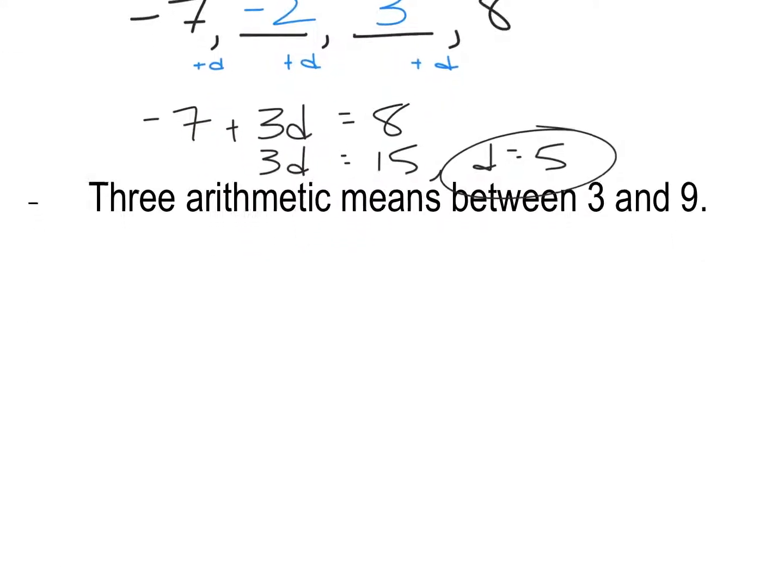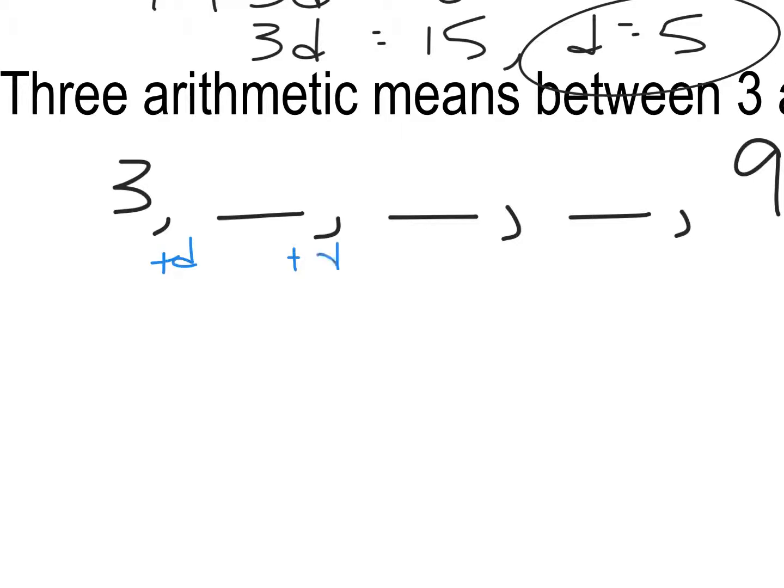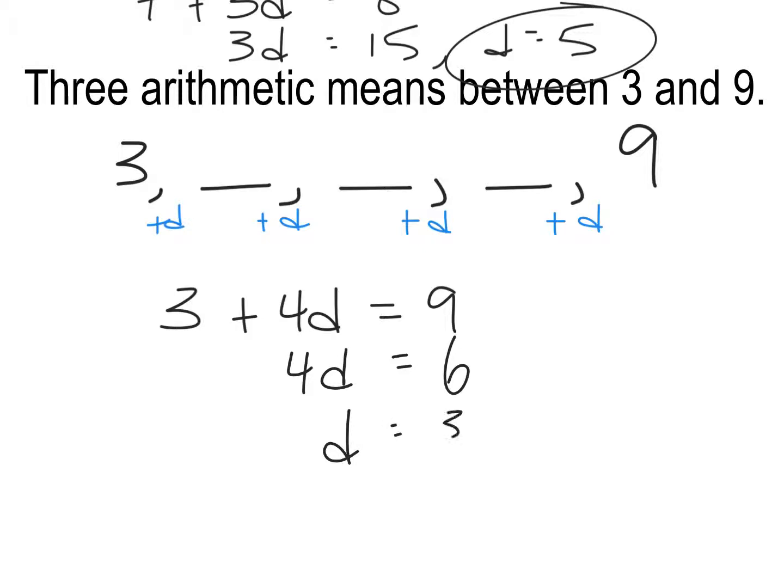The next one, very similar, 3 arithmetic means, which means 3 spots in between 3 and 9. So I'm going to write 3, comma, spot, comma, spot, comma, spot, comma, 9. Again, I'm adding D each time to get my next spot. Since there's 3 slots I need to fill in, that's actually 4 D's. So I'm starting with 3, adding D 4 times, and ending with 9. So 3 plus 4D equals 9. When I subtract 3, I get 6, so 4D equals 6 and D equals 3 over 2.